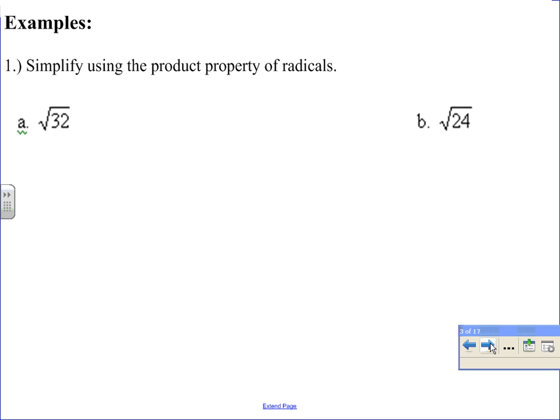Our examples here, we're getting right into simplifying radicals. This first set of examples uses the product property of radicals, which says we can split up these radicals into two different radicals being multiplied together as long as the product is equal to the number that we're given. What I mean by that is, look at letter A. We have the square root of 32. We need to simplify this, but not change it to a decimal. We want to simplify it completely, but not use your calculator.